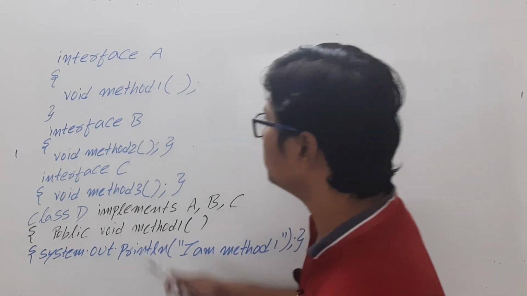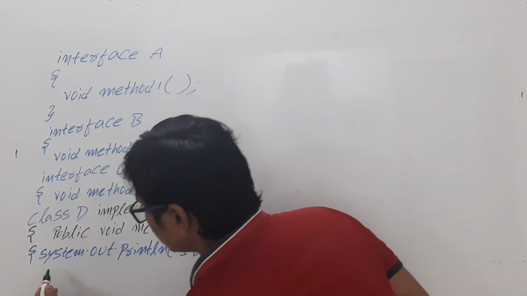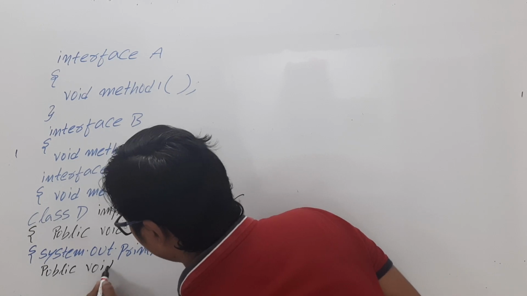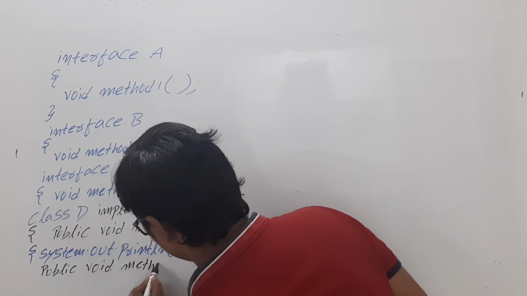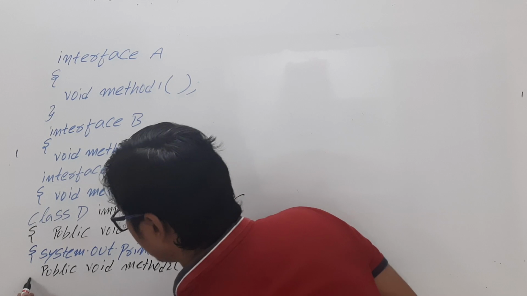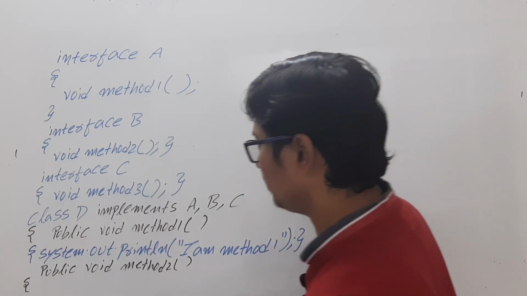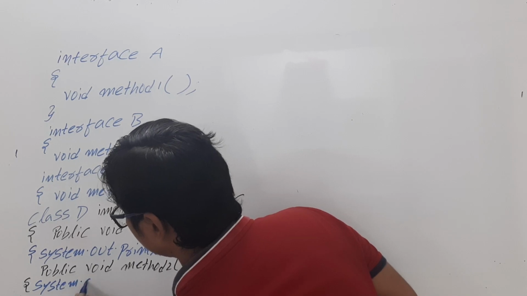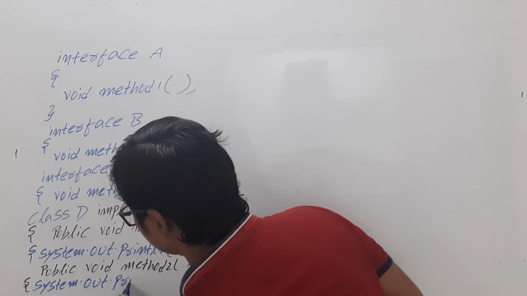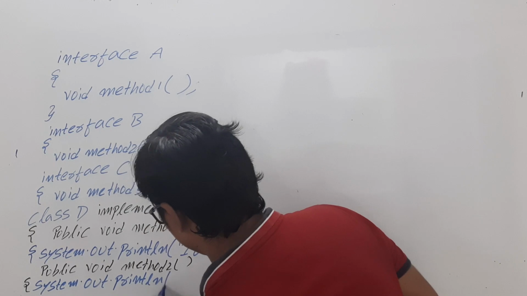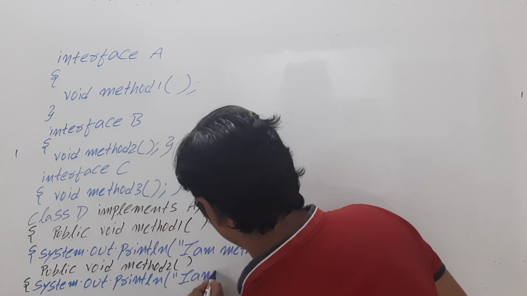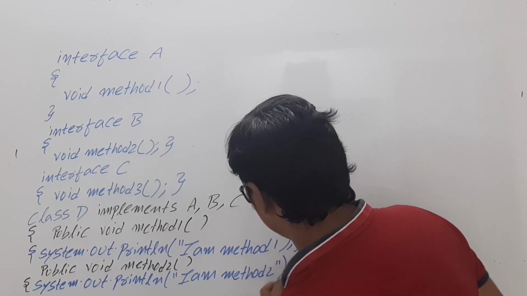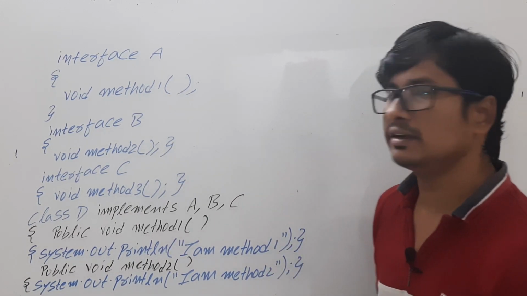Similarly, I will provide the implementation for method2. So I will write public, which is an access specifier, void method2, and then I will provide its implementation. I will write system.out.println. I hope it is visible for you. I will write I am method2. So I have provided the implementation for the methods in interface A and interface B.